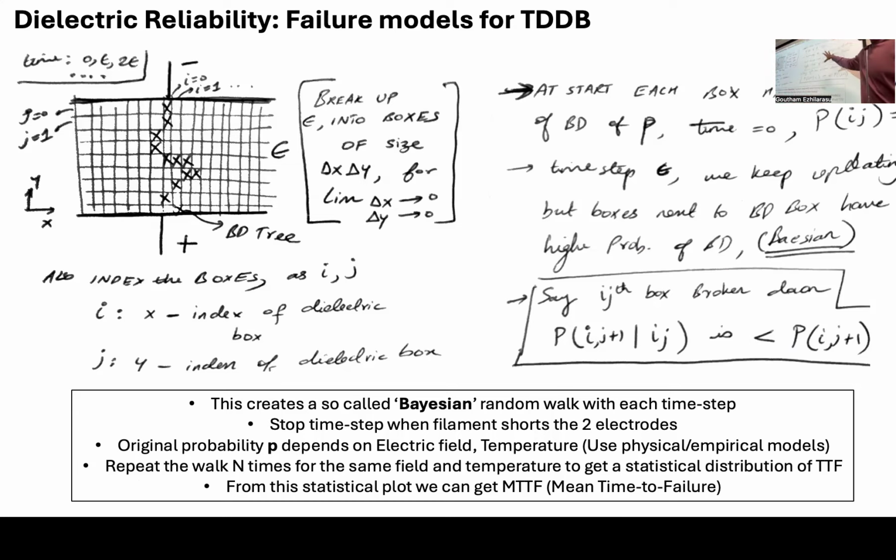And so you use the same kind of algorithm, but the probability that one box here breaks down when one here breaks down really depends on what kind of model you use. That really depends on the actual physics of how it happens. There are many models that tell you how to calculate the probability that one box fails when a box adjacent to it fails. The initial probability that any box fails also depends on the electric field and temperature, and that also depends on what kind of model you use.